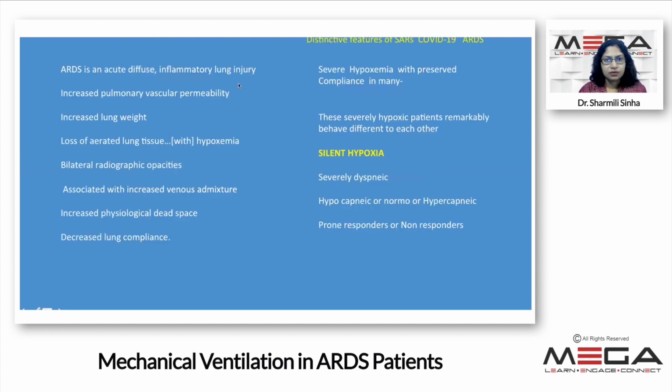Now, we have gone through the Berlin definition of ARDS, which was released in the year 2012. And just a quick note about the distinctive features of COVID-related ARDS, which we call CARDS. The unique features of this COVID-related ARDS have been severe hypoxemia with preserved lung compliance in many of these patients. And these severely hypoxic patients have remarkably done better compared to the other non-CARDS ARDS patients. There has been significant expression of silent hypoxia in this group of patients. They were severely dyspneic, and they could also be hypocapnic.